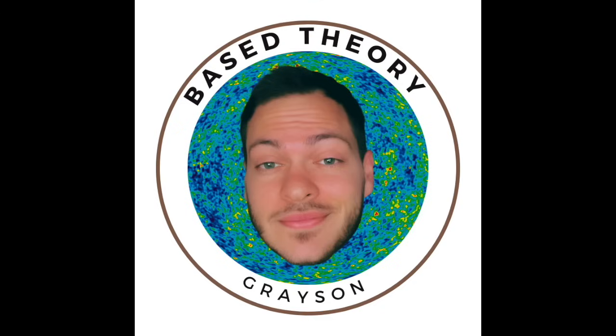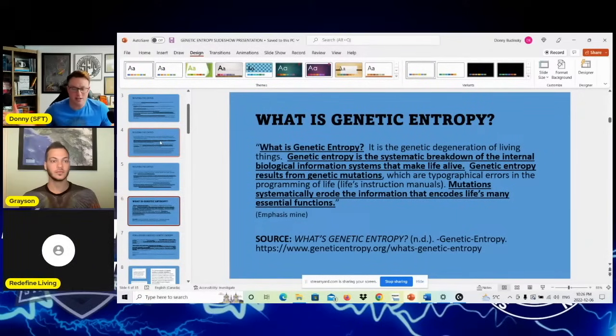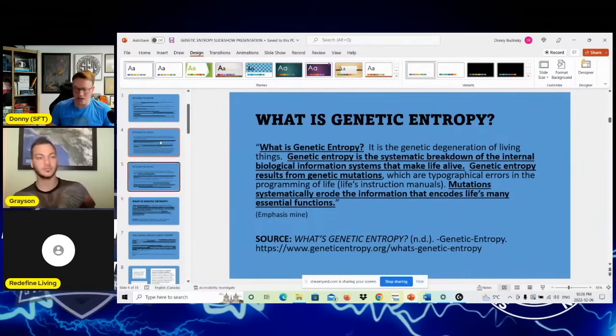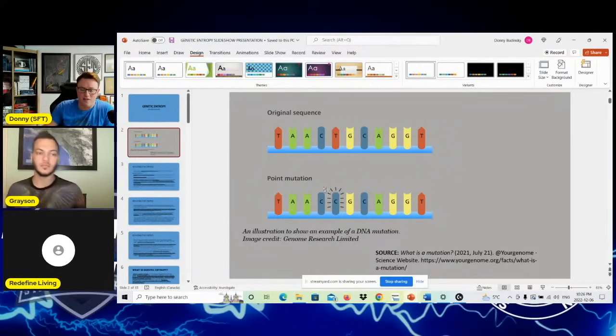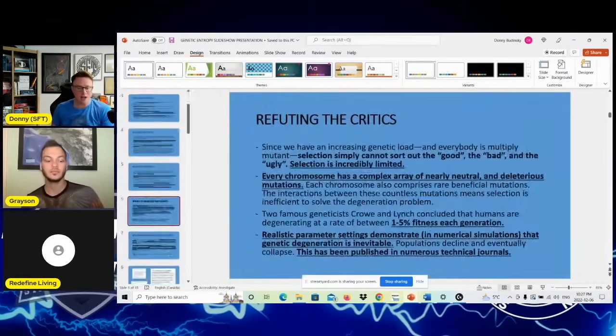Genetic entropy. Let's go. So genetic entropy, what is it? It is the systematic breakdown of the internal biological information systems that make life alive. It results from genetic mutations. Here's an example of one mutation. There's different types of mutations: point mutation, inversion mutation, frame shift mutation, duplication mutation. There's a ton, okay? This is one example. You have a point mutation. Here's the original sequence, TAACTA. Now you get a point mutation, TAACCA, so T to C, basically. So mutations accumulate over time.